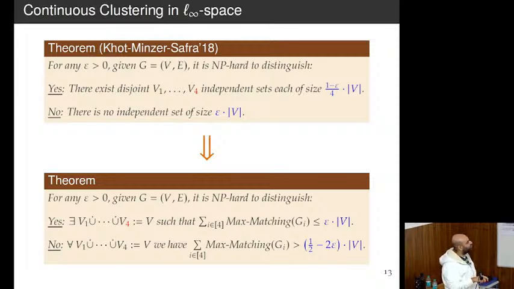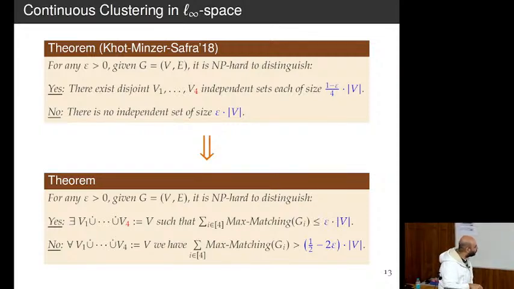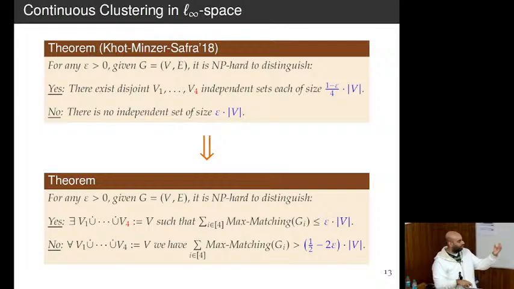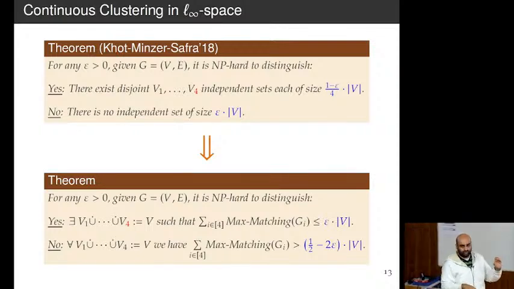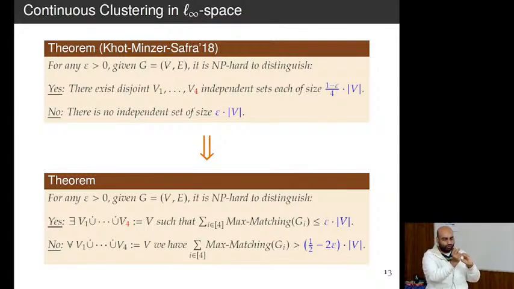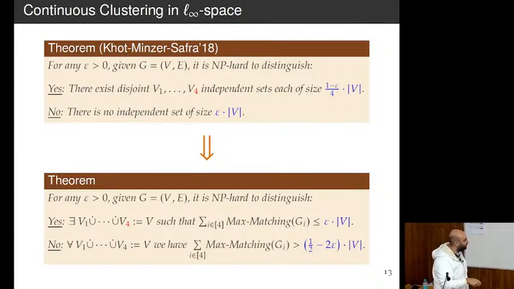In the no case, this is the nice thing. If I partition it into 4 parts, as long as I look at, let's say V1, I collect epsilon V vertices. As long as I introduce another vertex, it's part of a matching. Every time I introduce another vertex, it's part of a matching. So you can show that (V1 minus epsilon V) over 2 matchings are there within V1, and similarly V2 and V3 and V4. So you get this half minus 2 epsilon. So you get this very strong separation.